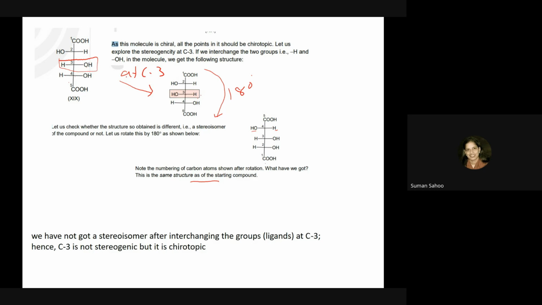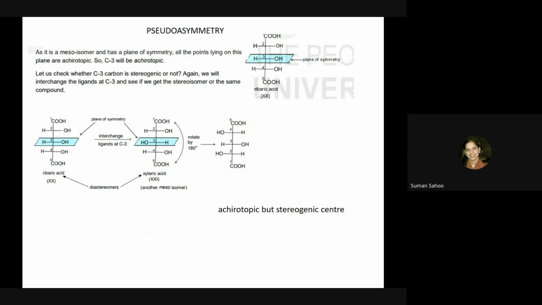So that means carbon number 3 is not a stereogenic center, but still it is chirotopic, because it is a chiral molecule, all the points are chiral. Next comes the concept of pseudo asymmetry. So we have already discussed a meso isomer. Meso isomer means in a molecule, although you have chiral centers, the molecule is not chiral, or it cannot rotate the plane polarized light, because of the presence of a plane of symmetry.